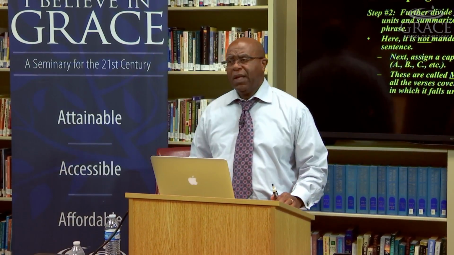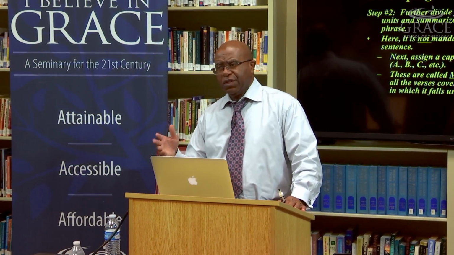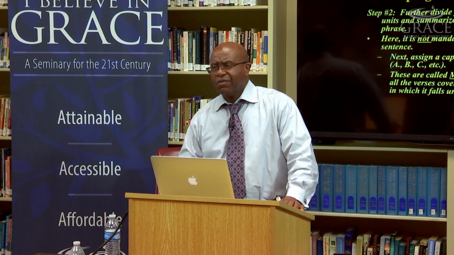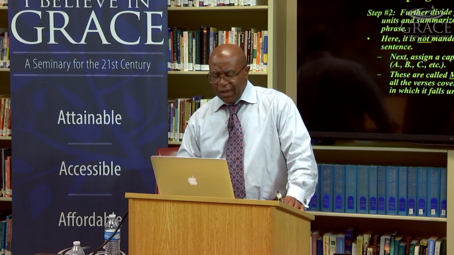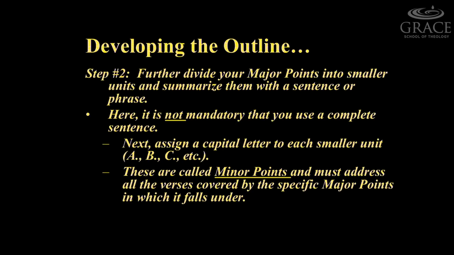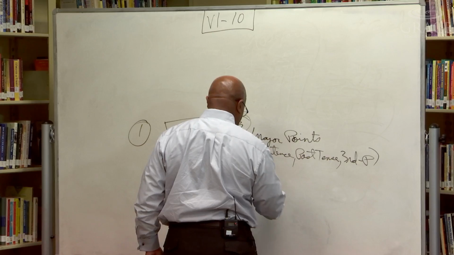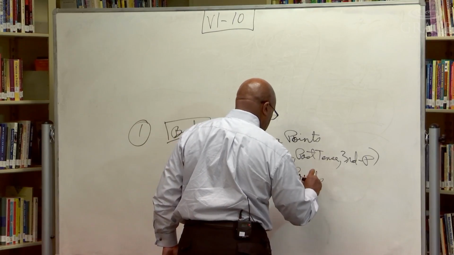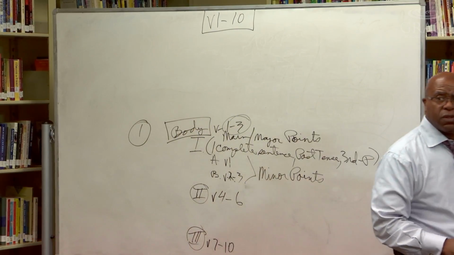And at the A and B level, you don't have to have one complete sentence, past tense, third person. You can use a phrase to capture the idea. Here, it's not mandatory that you use complete sentences. And of course, you want to assign a capital letter to each smaller unit. And these are called minor points. Minor points. That's what these are.